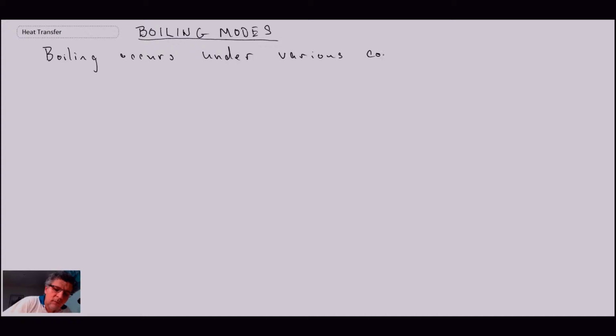We're now going to take a look at the different types of boiling modes that can exist. In the last segment, we looked at water boiling on a stovetop, and essentially what we were watching there was pool boiling because we were not forcing the fluid in any way. If you recall, at the beginning, the process started with natural convection. So pool boiling is one mode of boiling that we can have.